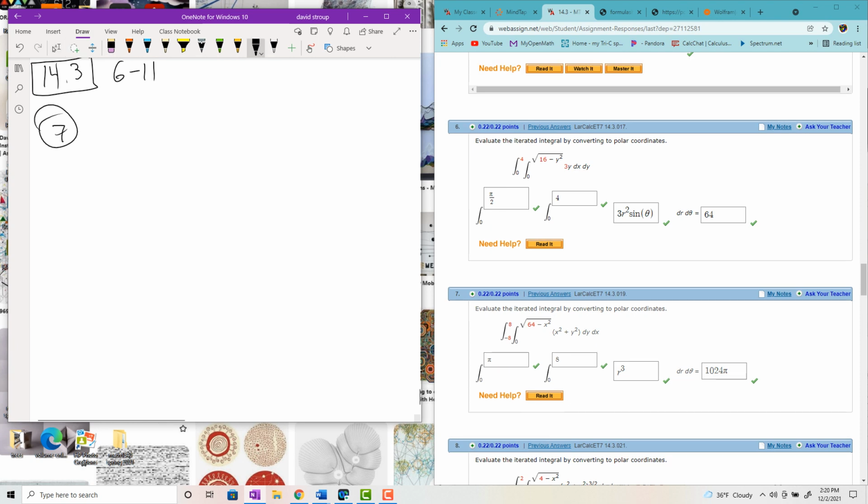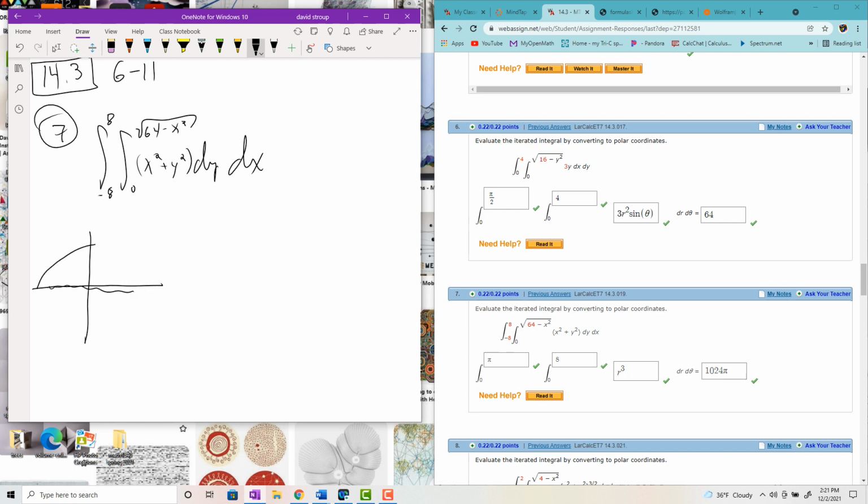So here they want you to evaluate the integral by converting it into polar coordinates. I'm going from 0 to square root 64 minus x squared, and then negative 8 to 8, and we have x squared plus y squared dy dx, I guess. Actually, this is fine. I'll do this one. I wrote the wrong problem in my notes, but it's fine. So on the y-axis, I'm going from y equals 0 to y equals square root 64 minus x squared, and on the x-axis, I'm going from negative 8 to 8, so it is this semicircle here.